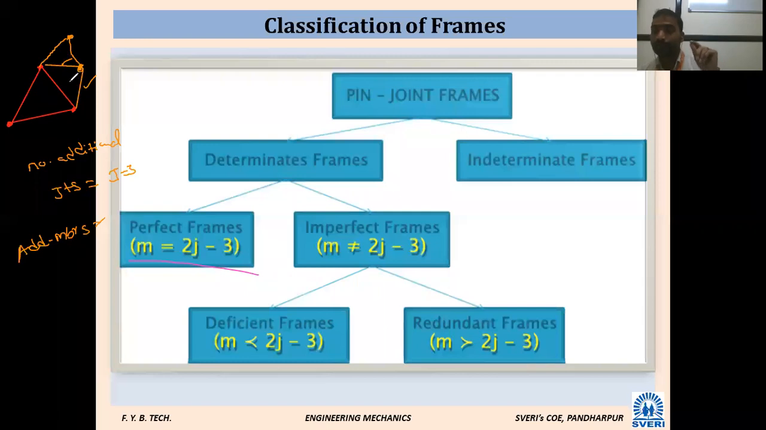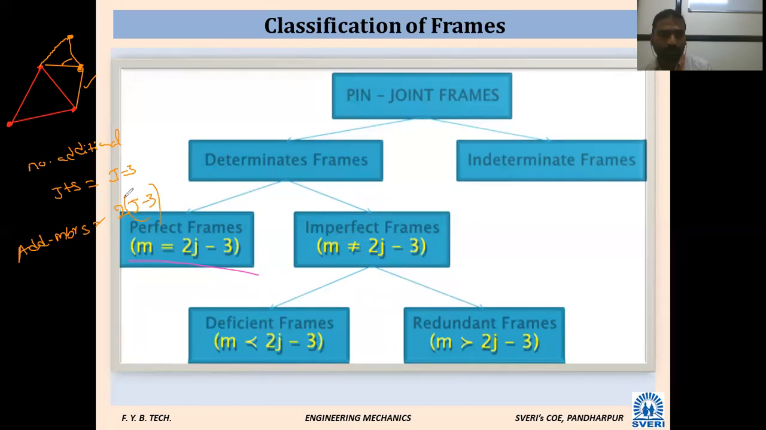Additional members is equal to double the additional number of joints. Is it correct? Yes, sir. So can I write additional members is equal to 2 times the additional number of joints? The additional number of joints is equal to j minus 3. Is it correct? Yes, sir.